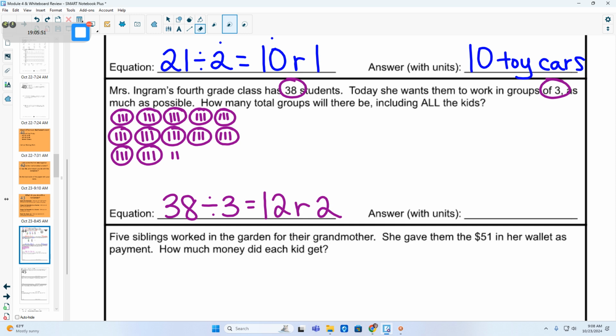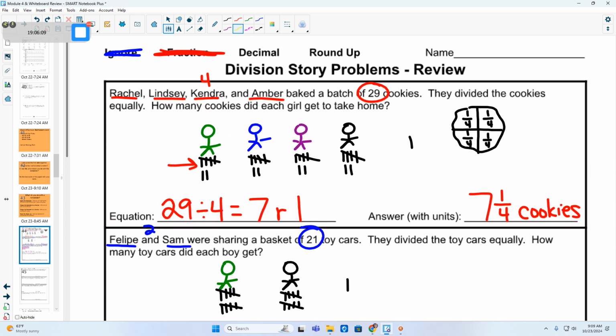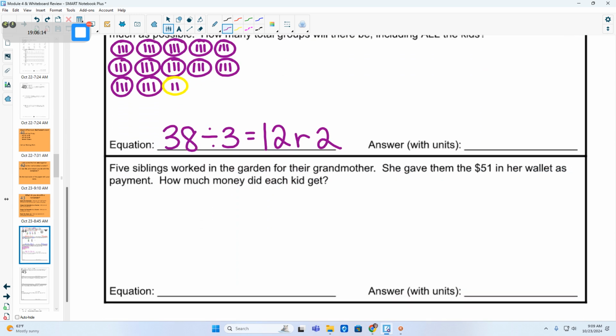Now, how many groups will there be? Well, there's actually not 12 groups. There's actually 13 groups. 12 groups are the 3 kids, but you can't leave those last remainder 2 kids out. They're going to make a group as well. So on this one, we're going to round up. 12 groups does not handle all the kids. There's actually 13 groups. So instead of writing 12 remainder 2, we're going to round up to 13.